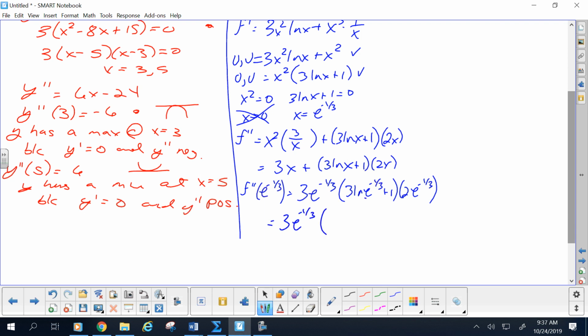What about this, though? What's 3 log of e to the negative 1/3? The natural log and e cancel out, so that's negative 1/3 times 3, which is negative 1. That's delightful because, oops, isn't this a sum? How embarrassing. Okay, so this zeroes out, yeah? So what do we conclude?